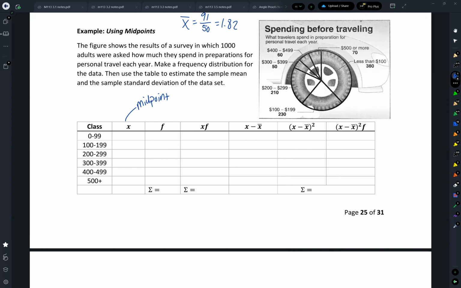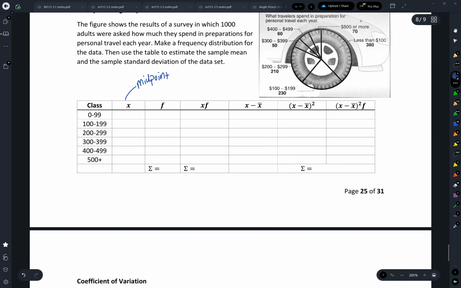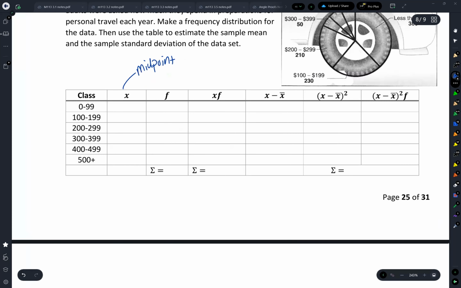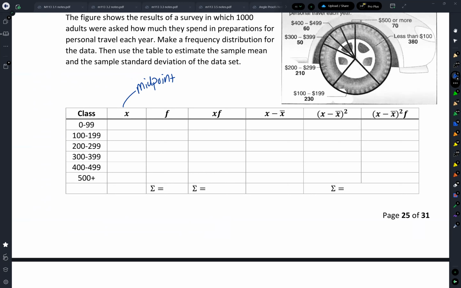So the figure shows the results of a survey in which 1,000 adults were asked how much they spend in preparations for personal travel each year. Make a frequency distribution for the data, then use the table to estimate the sample mean and sample standard deviation of the data set. So for this one, your x values will be the midpoint of the class. For example, to find this one, 99 plus 0 divided by 2, that would be what, 49.5?